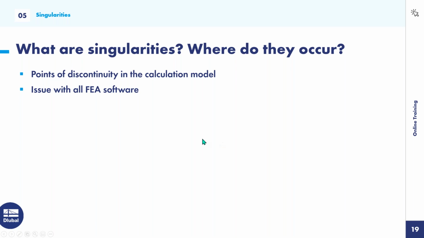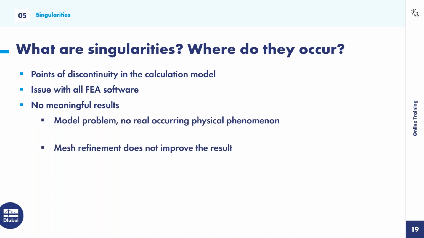And the result that comes out of a model with singularities, or at a singularity, these results are not meaningful or plausible and should not be taken into account. So what this means is that there is an issue with how RFEM solves the model.